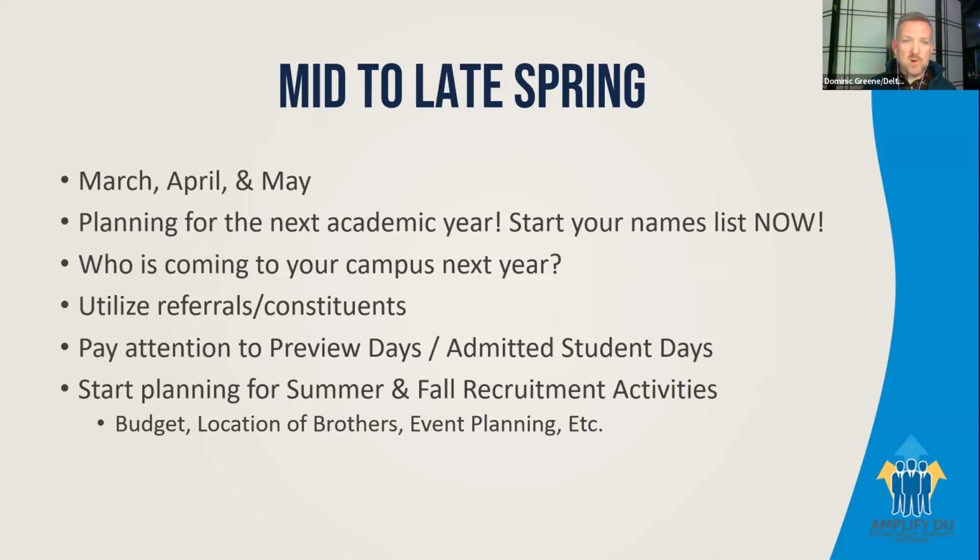So as VP recruitment or recruitment committee, you can start managing that list for the following year. You can have a current year list and a next year's list. But what does that look like for who's coming to campus next year?